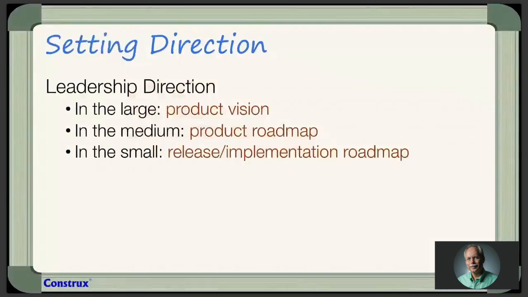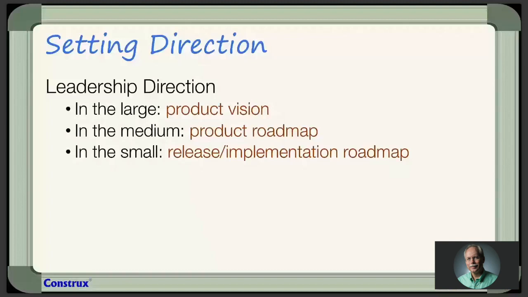And I think there are 2 levels of setting direction here. One is setting direction from the leadership position, and I think they do it in 3 levels: large, medium, and small. The largest one is the product vision. The product vision is a statement of exactly who this product is for, what main things it's supposed to do, and how well it's supposed to do it. So there are 3 things in a good product vision: who is it for, what is it going to do for them, and how well does it need to do it?